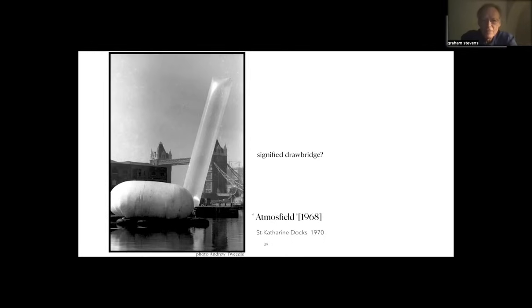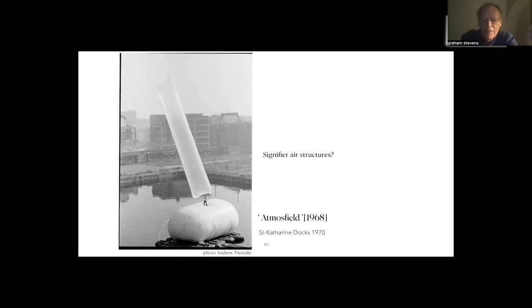So here, what may be signified by being shown with the Tower of London behind is it may signify the drawbridge. Whereas if you look from the other way, I think the signifier itself would be the air structures. So the environment interrelates with the meaning of the work as to how you interpret. But you're always in a reality at the location of the work.